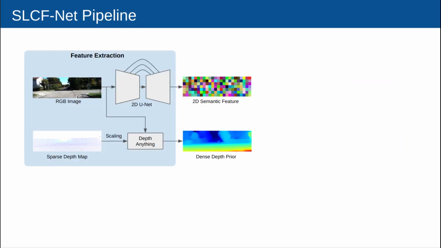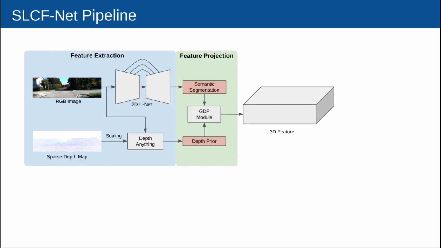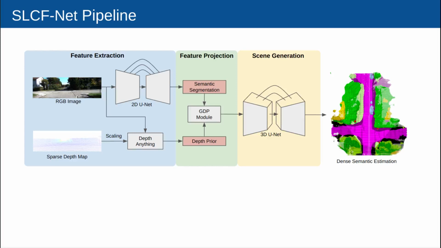In the feature extraction part, we employ the 2D U-Net to extract semantics from the RGB image and design a depth-conditioned pipeline fueled by Depth Anything to predict the dense depth priors. Afterward, the GDP module backprojects the 2D features into a predefined 3D volume using the depth priors. The 3D features are then fed into a 3D U-Net, which produces a dense semantic scene. Notably, this 3D U-Net keeps hidden features, allowing it to learn information from the previous frame.